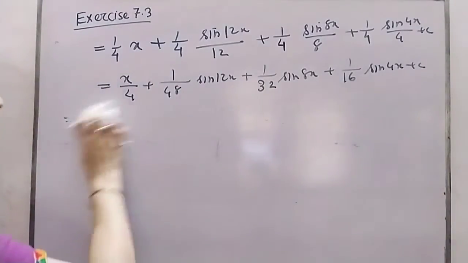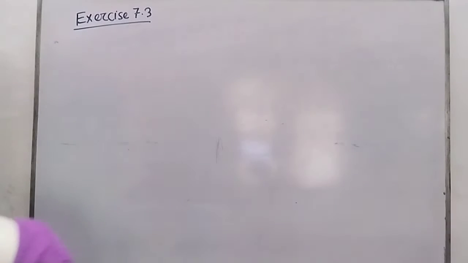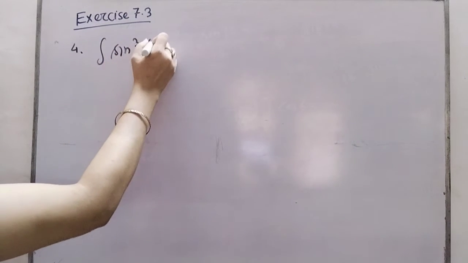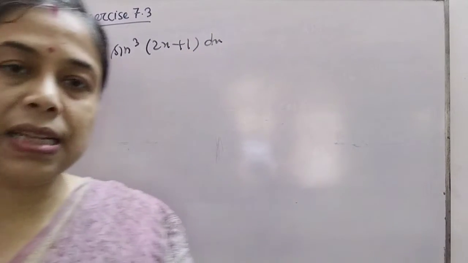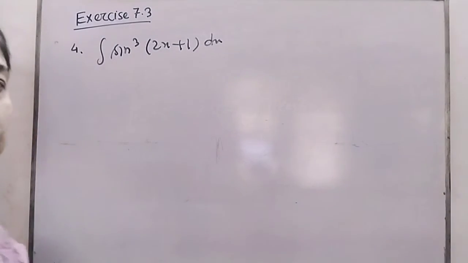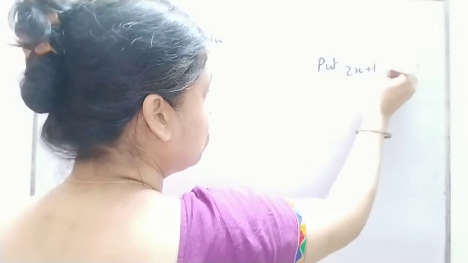Hope you understand this method now. Now I am going to question number 4. These are a little bit lengthy questions. So your question number 4 is integration of sine cube of twice x plus 1 into dx. Now you see, this is a question of cube, odd power of sine. I can use the procedure of doing an odd power of sine, but before that you have to use the substitution for twice x plus 1. So do the substitution: twice x plus 1 equal to t.